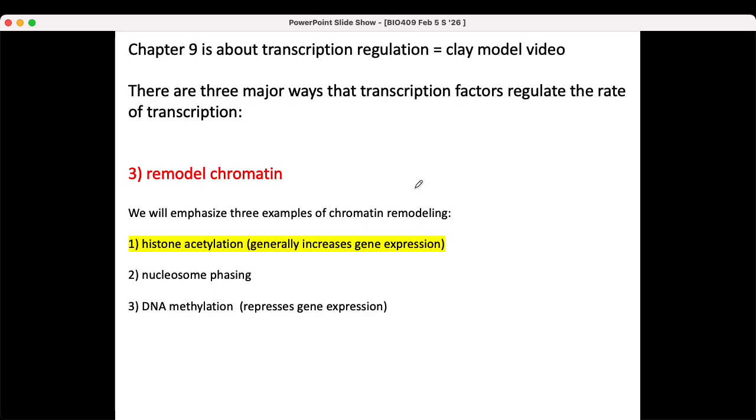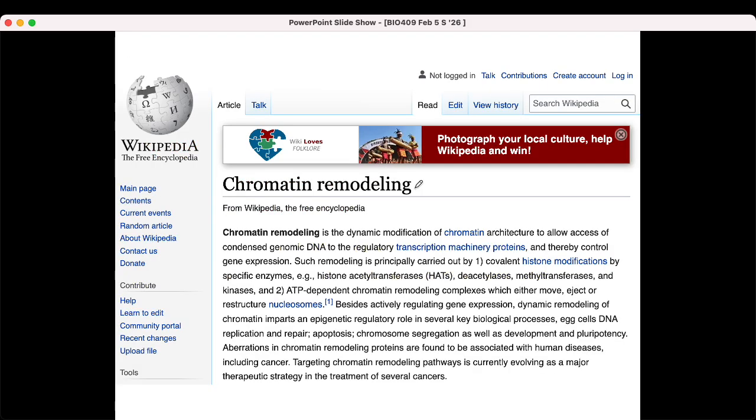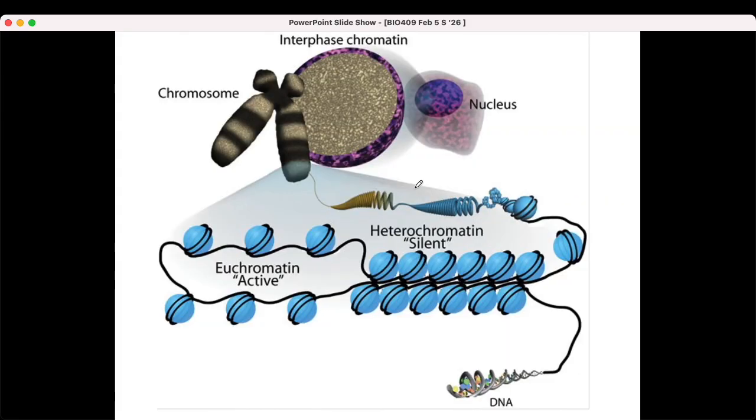Histone acetylation. You can always look at the Wikipedia page to learn about chromatin remodeling. Wikipedia is great in the first couple of paragraphs anyway. Chromatin remodeling is the dynamic modification of chromatin architecture to allow the access of condensed genomic DNA to the regulatory transcription machinery proteins, and therefore control gene expression. Chromatin remodeling is principally carried out by the first one, histone modification. In our case, it's this histone acetylation.